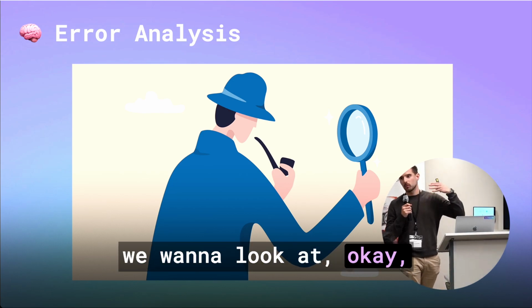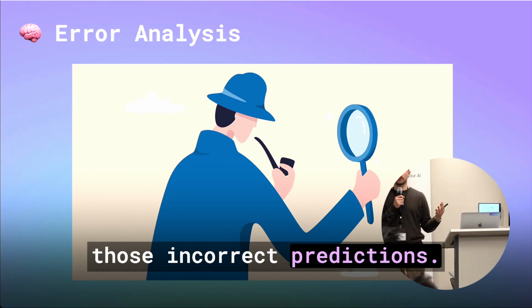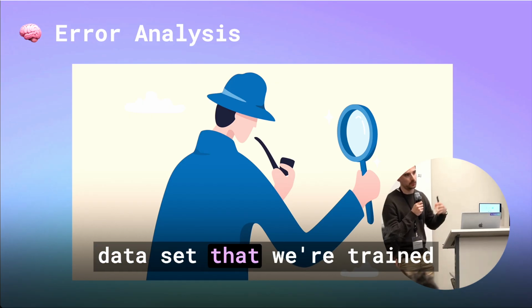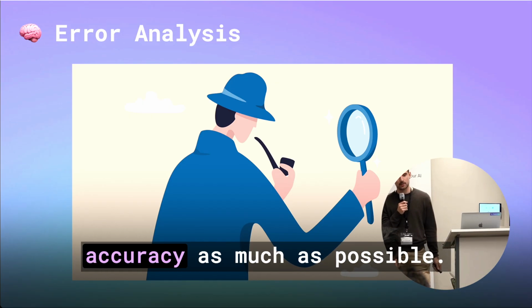And then error analysis. We want to look at, okay, when the model's making incorrect predictions, let's have a look at why. So let's look at all of those incorrect predictions. Can we see a pattern? If there's a pattern, we can then start to look at the data set that we trained with, maybe the way that we're training the model, to try and address that and improve the accuracy as much as possible.